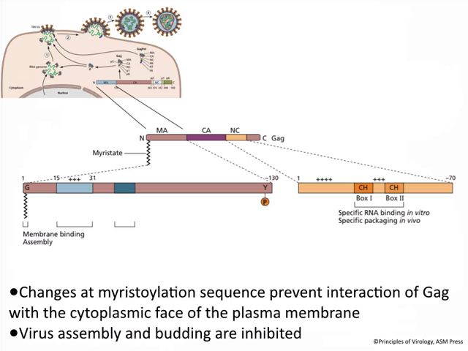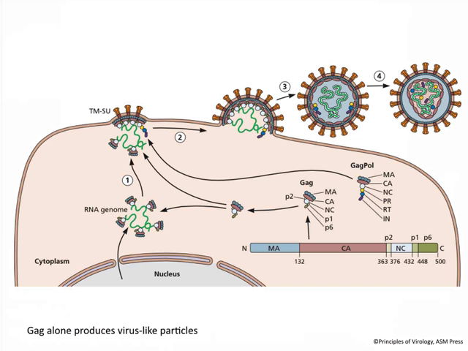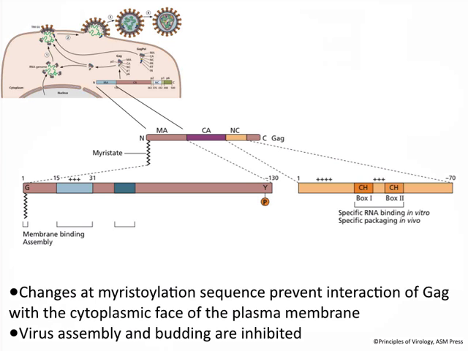I want to show you how the matrix figures out how to go to the plasma membrane. This is an incredibly important step, right? Because the matrix binding the plasma membrane brings all the other proteins there, brings the RNA there as well. So this interaction is crucial. How that happens is that there are some sequences at the N-terminus of matrix. Here is, again, the GAG precursor, matrix, capsid, nucleocapsid. We talked about the RNA binding regions of nucleocapsid. Matrix has two patches, which are important for membrane binding.